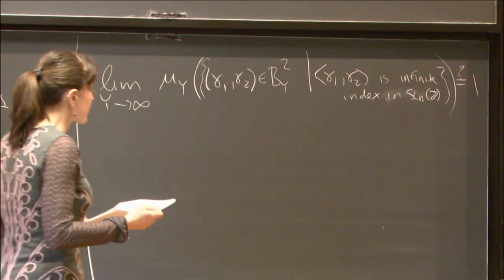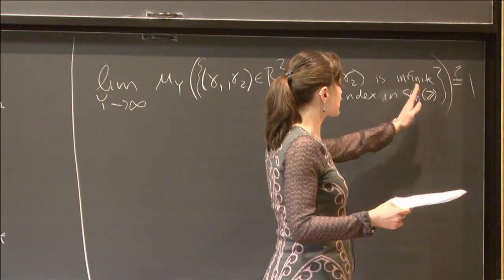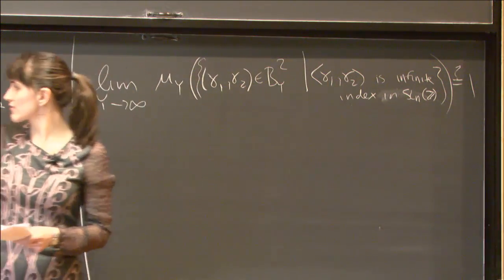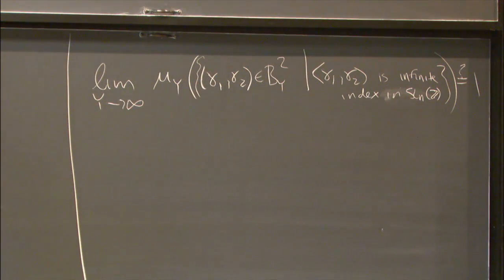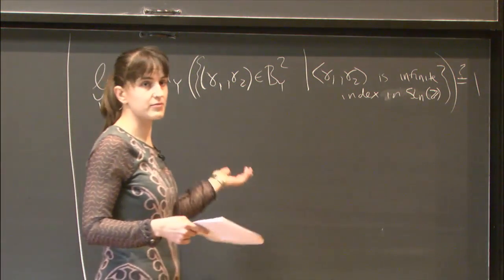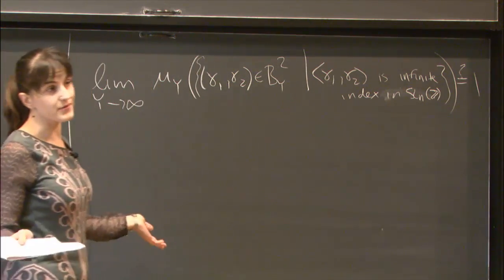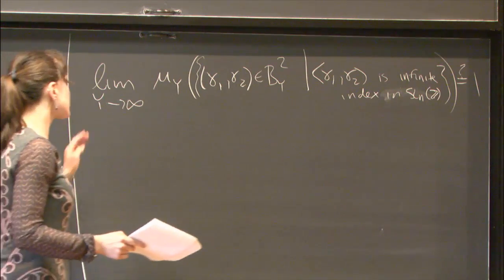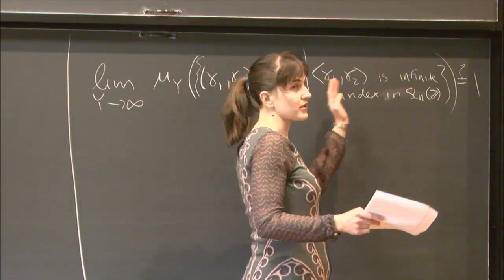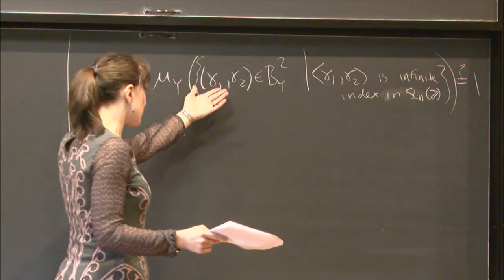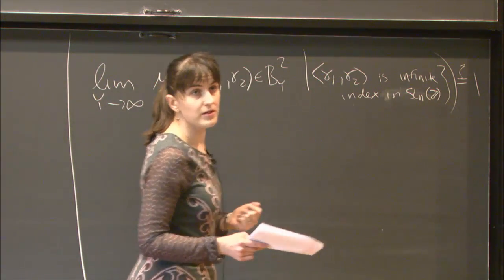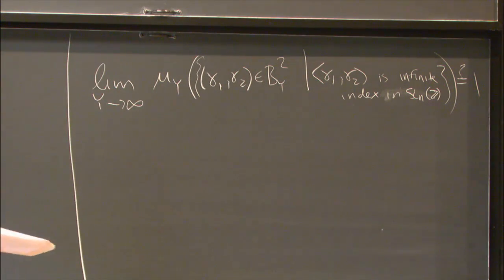A couple of remarks. Again, if we can prove this, results of Rivin tell us that these two elements will generate a Zariski dense subgroup with probability tending to 1. So we get the Zariski density, and really all we need to know is this in order to show that this group will be thin with probability tending to 1 as y tends to infinity.